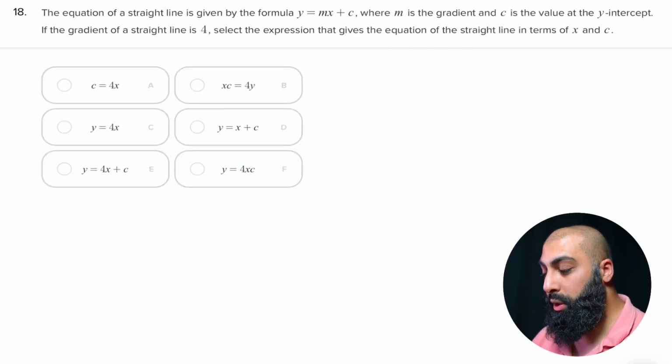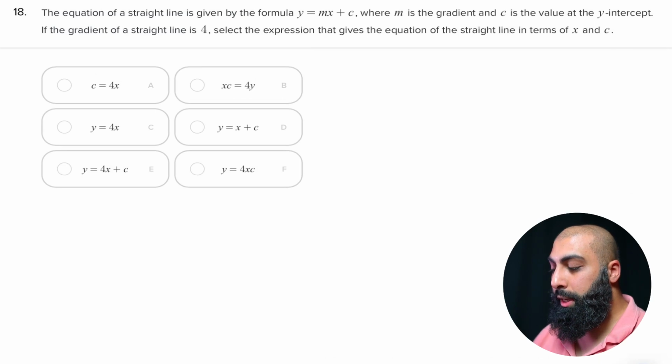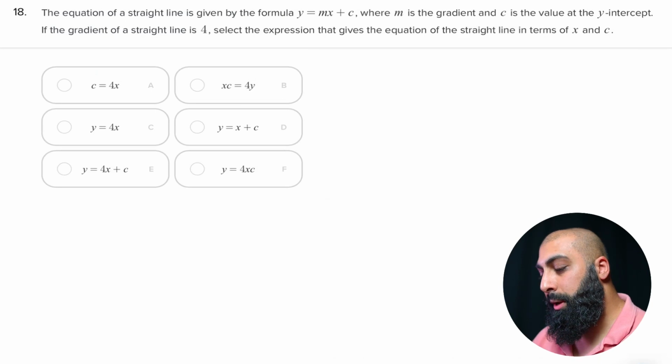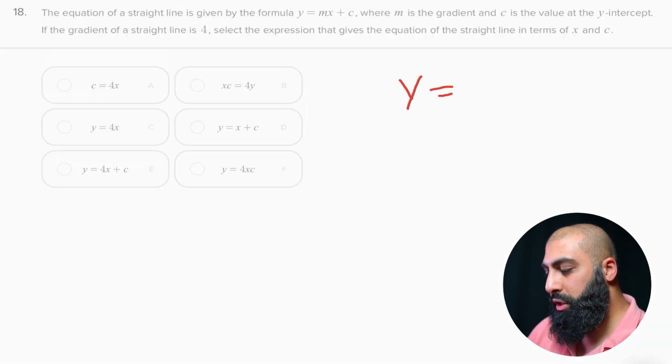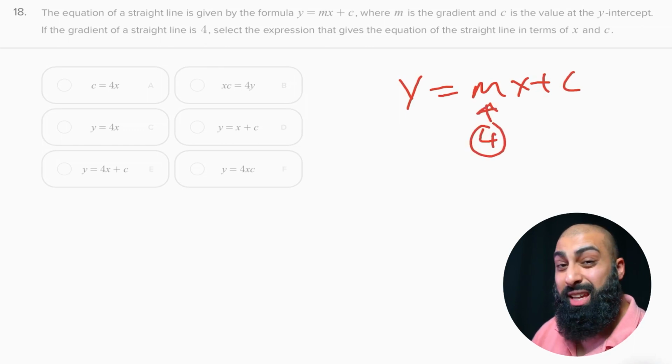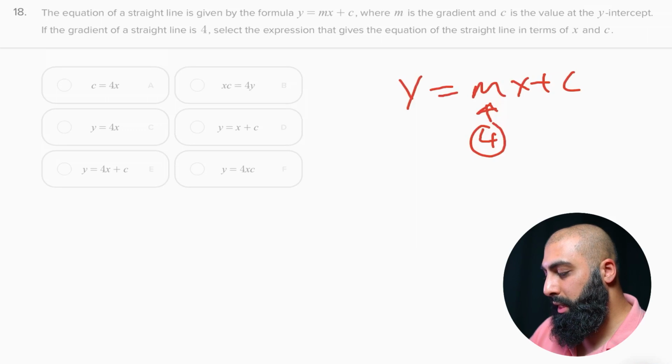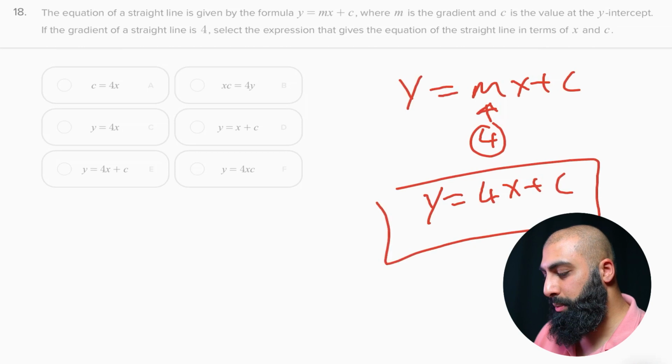Okay, here's a question. So this is dealing with y equals mx plus c. So the straight line graph, okay, linear equations. It says, question 18, the equation of a straight line is given by the formula y is equal to mx plus c, where m is the gradient and c is the value of the y-intercept. If the gradient of a line is 4, select the expression that gives the equation of the straight line in terms of x and y. So we know that equation is y equals mx plus c, and they told us that the gradient, which is m, was equal to 4. So we're going to end up having y is equal to 4x plus c.